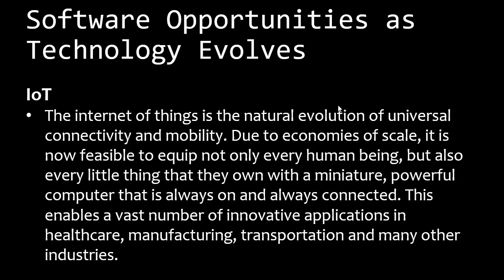There's this thing called IoT. Any ideas? The Internet of Things. These are your devices that can now be utilized over the internet. It's a natural evolution of universal connectivity and mobility. Due to economies of scale, it is now feasible to equip not only every human being, but every little thing that they own with a miniature, powerful computer that is always on and always connected. Is that scary or what? But all this information can be shared over the internet and provided back to us. It's amazing where it's going.